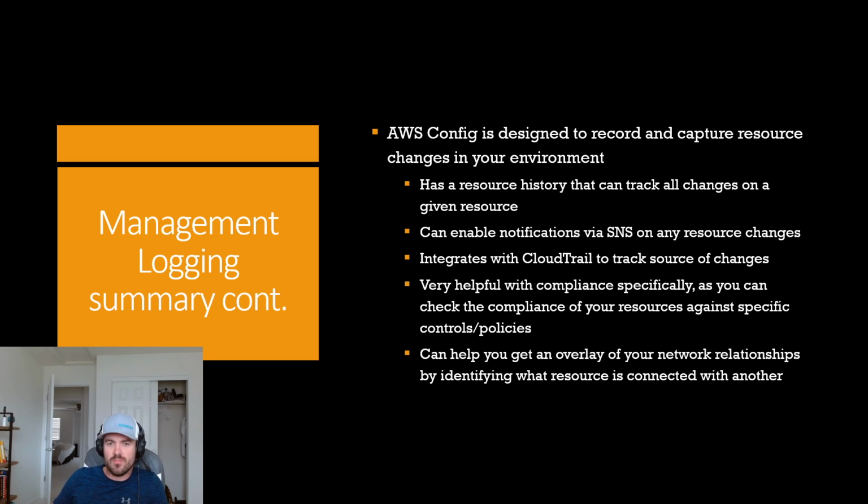Okay. AWS Config is designed to record and capture resource changes in your environment. Okay? It's got a resource history that can track all the changes on a given resource. Okay? It can enable notifications via SNS on any of your resource changes, so you can be up to date with what's going on. It integrates with CloudTrail to track the source of your changes.